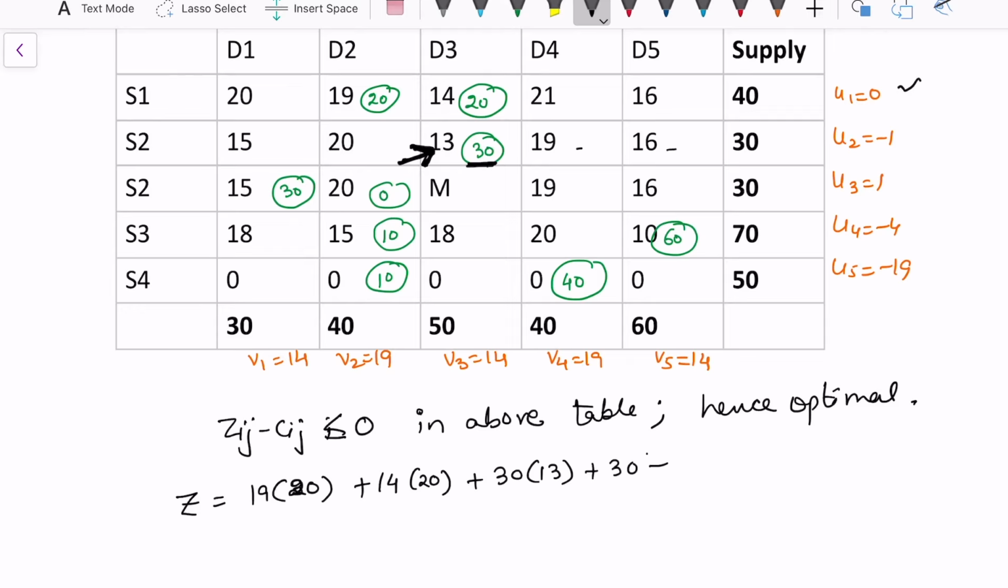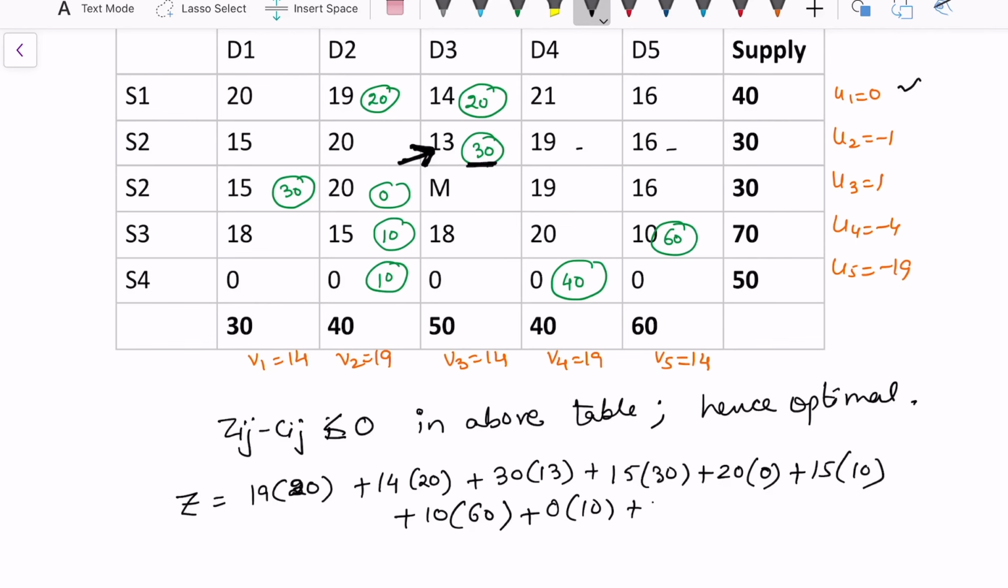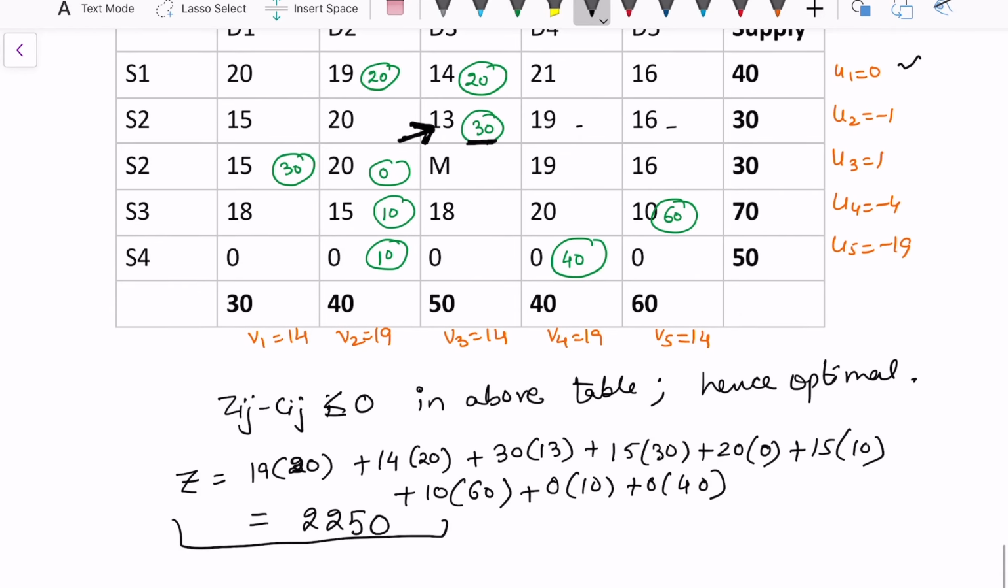So this 30 into 13 and then plus 30 into the next quantity, which is 15. So 15 into 30 plus then we got 20 into 0 plus we got 15 into 10 plus 10 into 60 and then 0 into 10 and plus 0 into 40. So the total cost, this whole quantity, will give me 2250. So that is the optimal answer for the at most case.